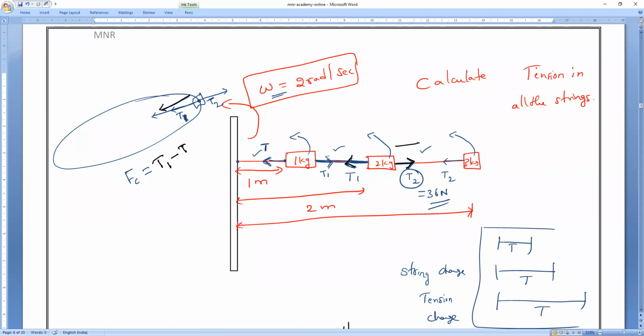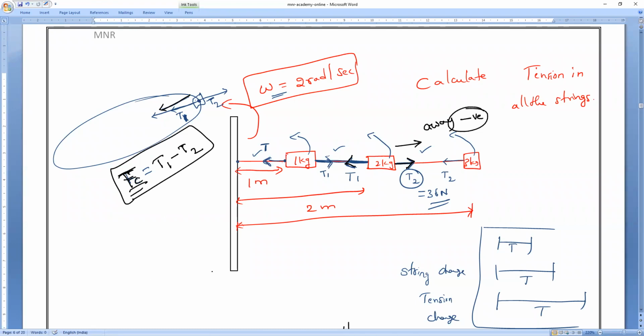T1 minus T2, because it is going in this direction. So we have to consider T2 is going away. Understanding it is coming towards the center, it is going away. So that away means it is considered positive or negative? It is considered negative. So T1 minus T2 is equal to the resultant force. That is what we can say is TFC or TC.